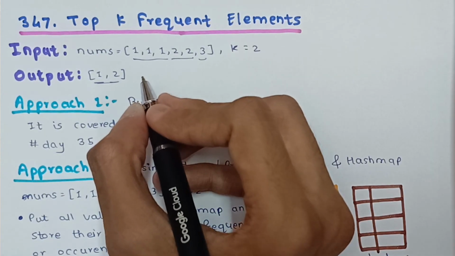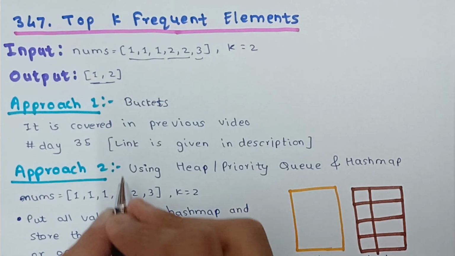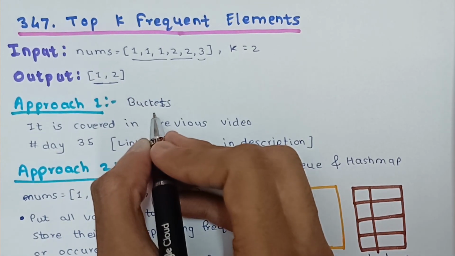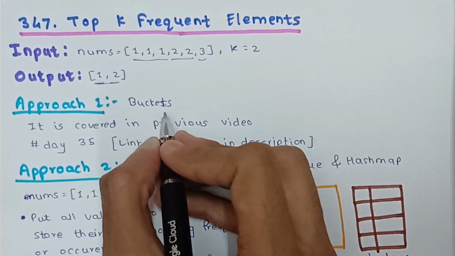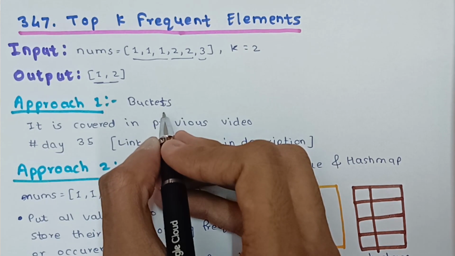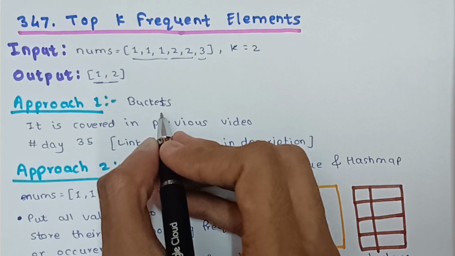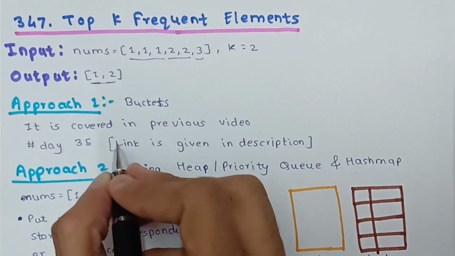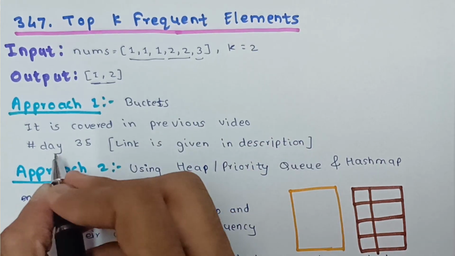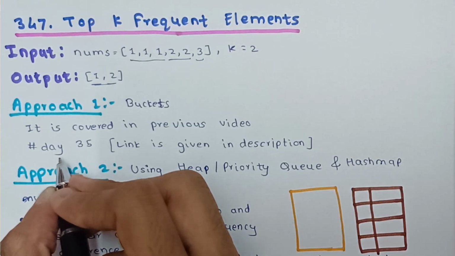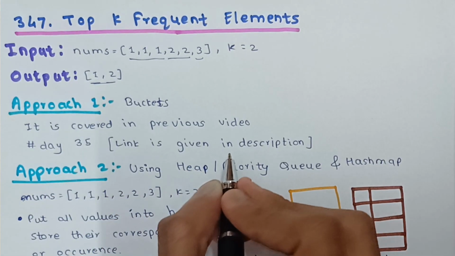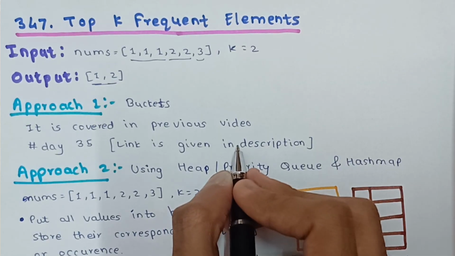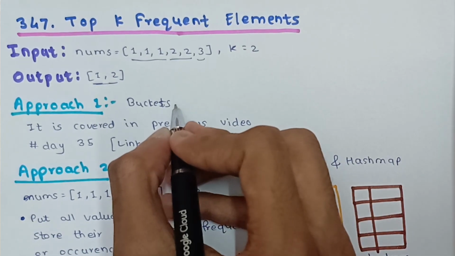So let's see the approach. Approach 1 is the brute force approach. We use buckets here to put all those frequent elements into buckets, but we have covered this in a previous video and session. You can watch that video. It was day 35, and the link is given in the description. You can watch that video to see the buckets approach.